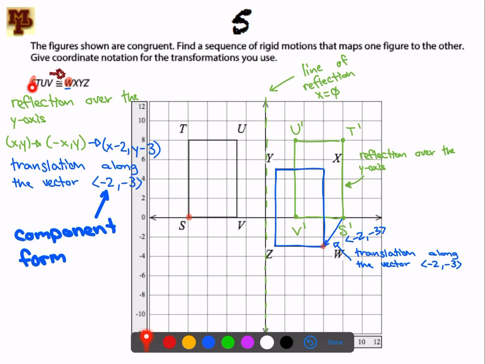So now that S prime is on top of W, T prime is on top of X. Let's make sure that's true. That is true. U prime will be on top of Y, and V prime will be on top of Z. So all of our points are now on their corresponding points. These figures mapped up, so they are congruent.